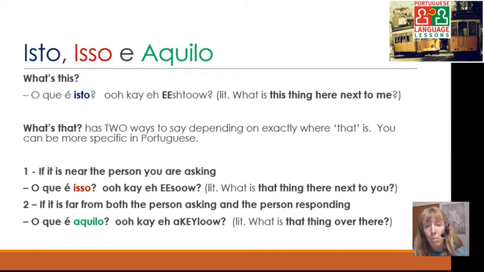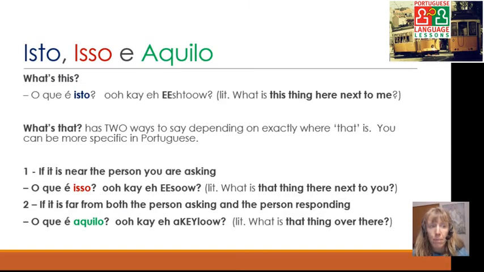So if I want to say, what's this? I'm talking about something here next to me, aqui. So I say, o que é isto? Literally, what's this thing here next to me? And what's that has two ways, depending on exactly where that is.